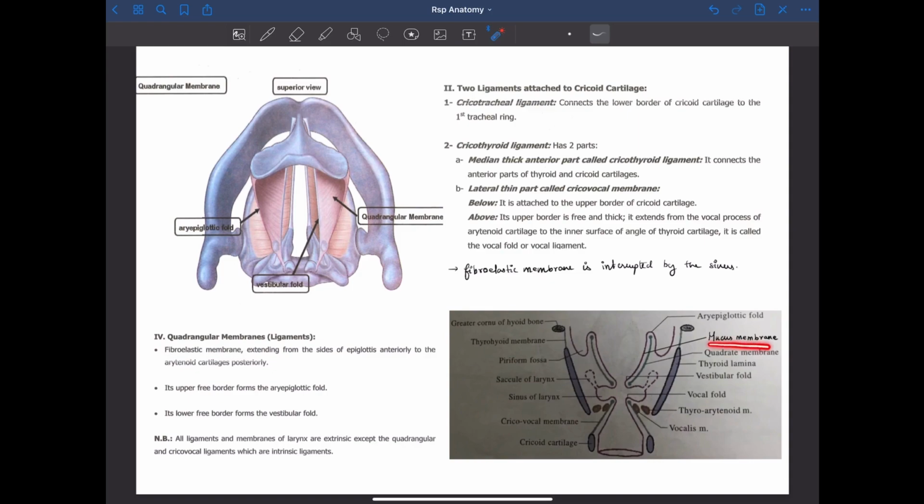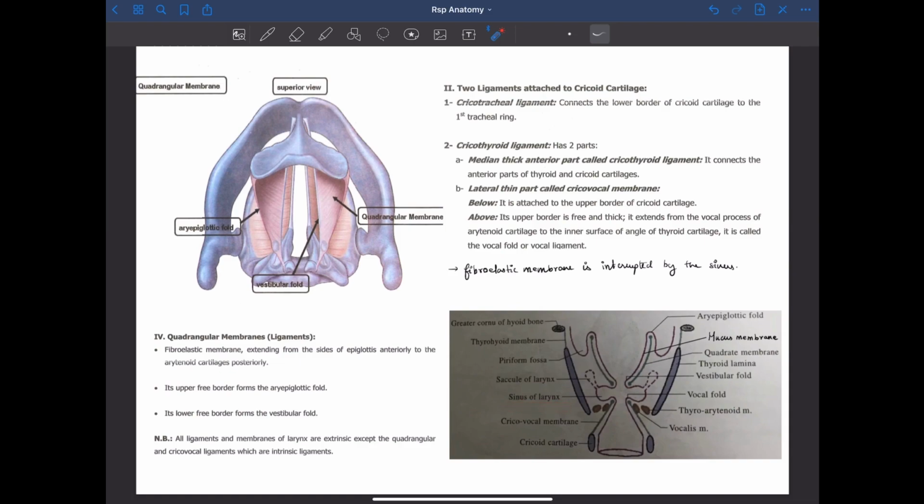Okay, so as you can see, this is the mucous membrane, and the part just above the mucous membrane is called the fibroelastic membrane, which is interrupted by the sinus of larynx, which is this. You can see that the elastic membrane is not continuous. There is no continuation here. There is this fibroelastic membrane and this fibroelastic membrane, so it is interrupted by the sinus of larynx.